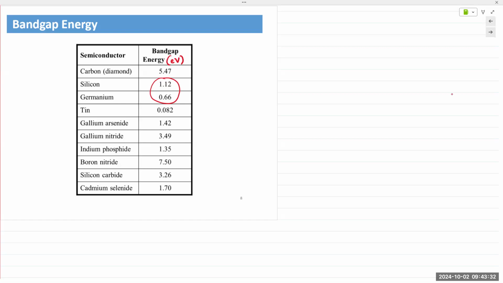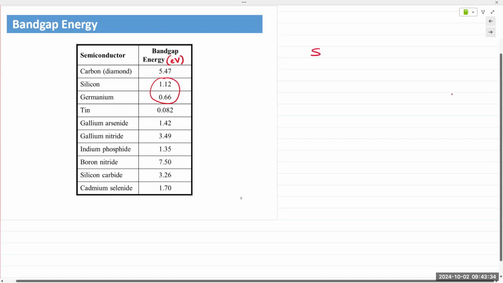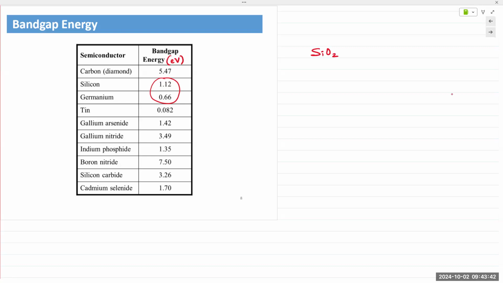Also, another reason is silicon, when oxidized, creates a very good thermal and electrical insulator. So an oxide of silicon, silicon dioxide, which is SiO2, is a very excellent electrical insulator and a thermal insulator. Germanium, not so much. Silicon dioxide is also known as glass. Glass is silicate, silicon dioxide.